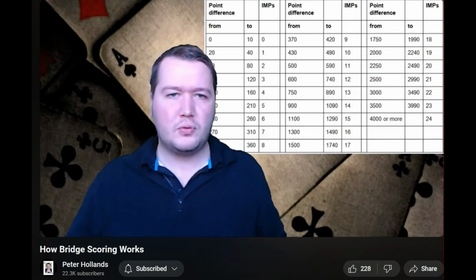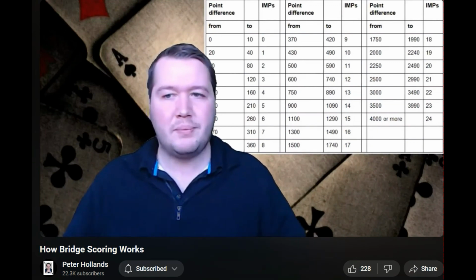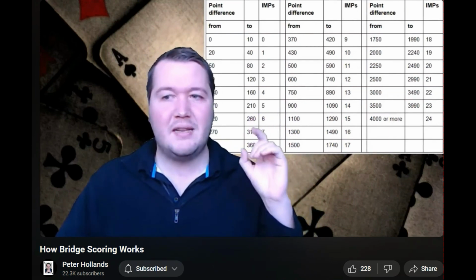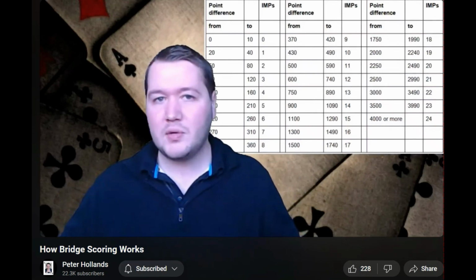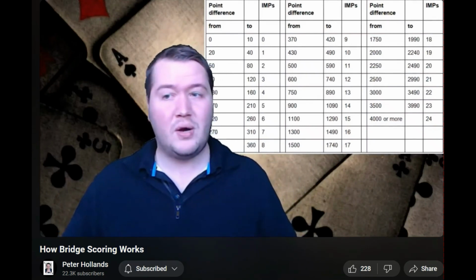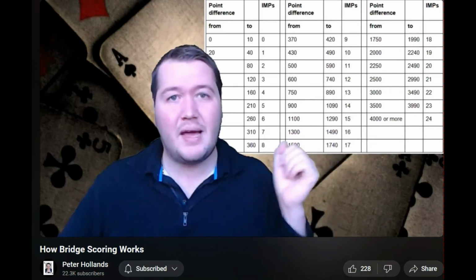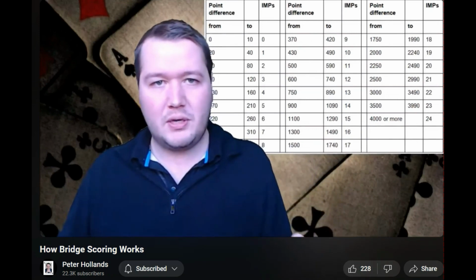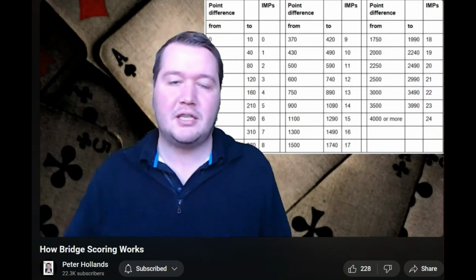So if the difference was between 0 and 10, you get no imps. What you can see here is that from 0 to 10, the imp is worth 0. Whereas if you got a game swing where you score somewhere in the 450 points, then you actually get 10 imps for that. So you compare, you work out what your score was, what your opponent's score is, work out what the difference is, and that's how many imps you can actually get.